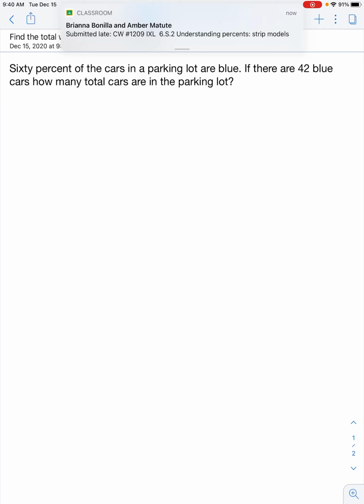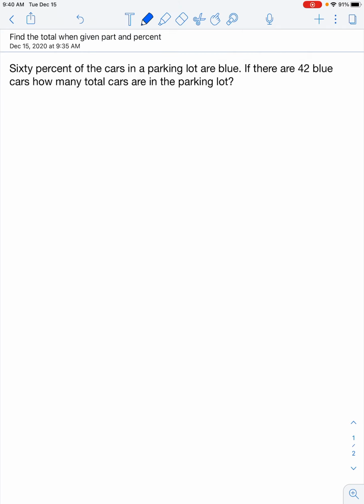60% of the cars in a parking lot are blue. If there are 42 blue cars, how many total cars are in the parking lot? When we do percent problems, if they're word problems, it helps us to be able to write a short sentence that describes what we need to find.